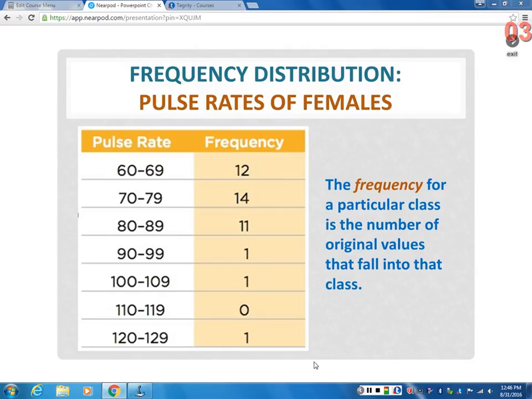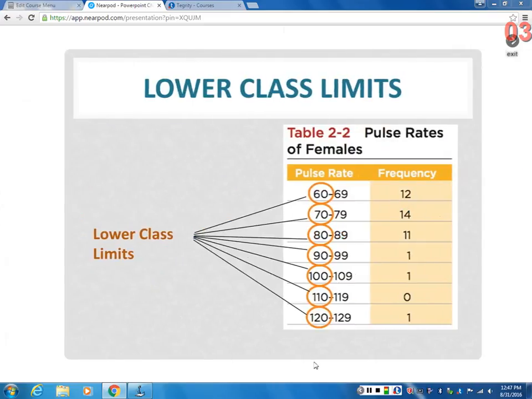In the hundreds, there was 1, from 100 to 109. From 110 to 119, there were no women that had that pulse rate. But there was one woman that had a pulse rate that was 120 to 129. This tells me that the majority of women, easily the majority of women, have pulse rates between 60 and 79, because 26 out of the total number of women had that pulse rate. So they all had fairly low pulse rates. And that's actually the normal range of pulse rates.